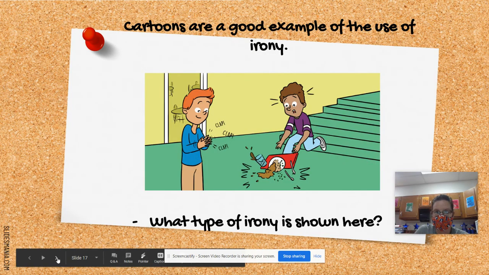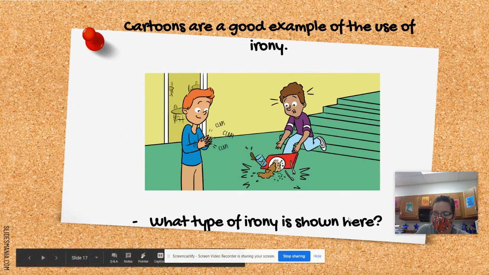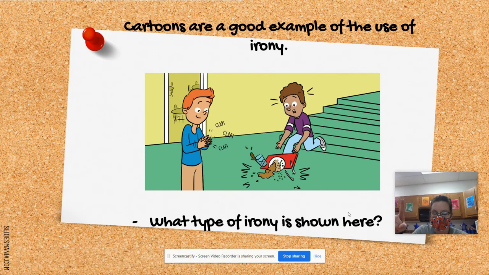Okay, here's our second cartoon. You see these two boys here. You see this boy clapping, and you see this boy has dropped his lunch tray. What type of irony do you think is shown here? Again, you have your three choices: situational, verbal, or dramatic.